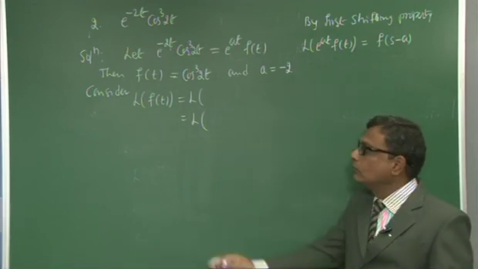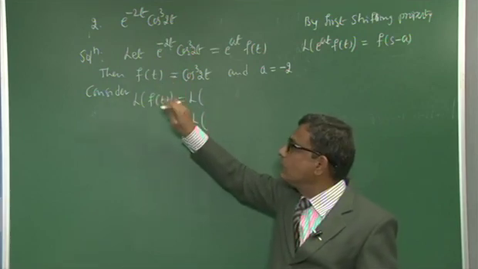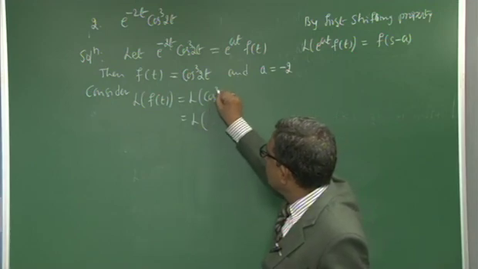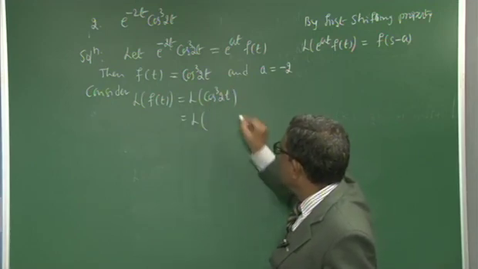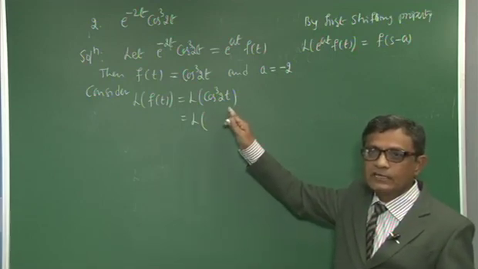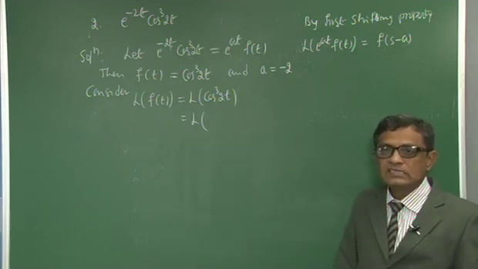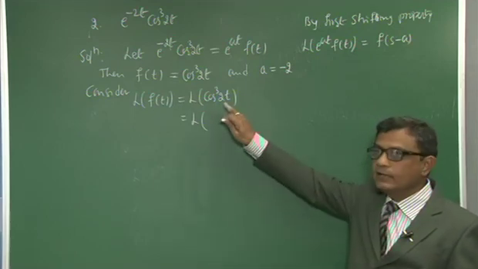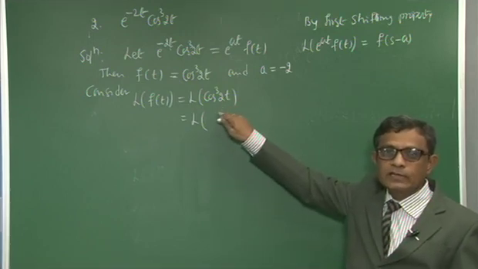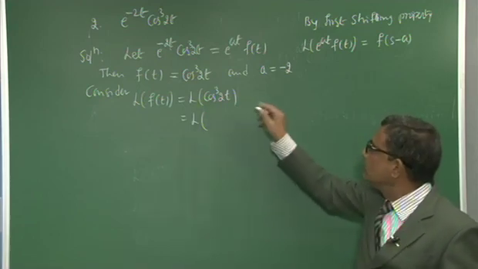Now you have to find the Laplace transform of the function, L of f of t equal to L of cos cube 2t. Here the function is trigonometric and it is not in the standard form. You have to write it in the standard form by using the corresponding trigonometric formula. It is cos cube theta.